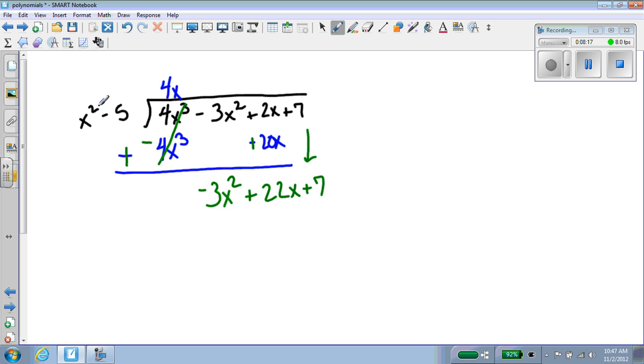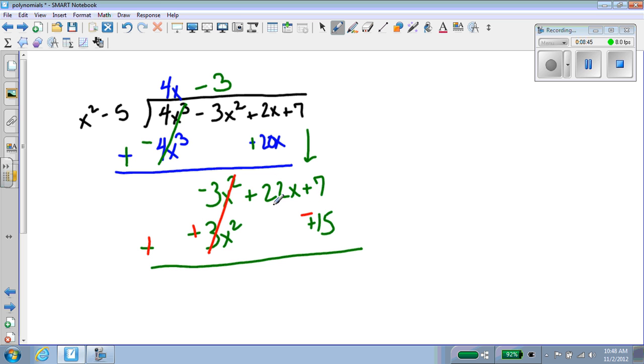What do I have to multiply x squared by to get negative 3x squared? I multiply it by negative 3. So I get negative 3x squared. Negative 3 times negative 5 is positive 15. That's a like term with my 7. Draw a line. Subtract, which means add the opposite. These cancel. No like term for him. 22x. Negative 8.